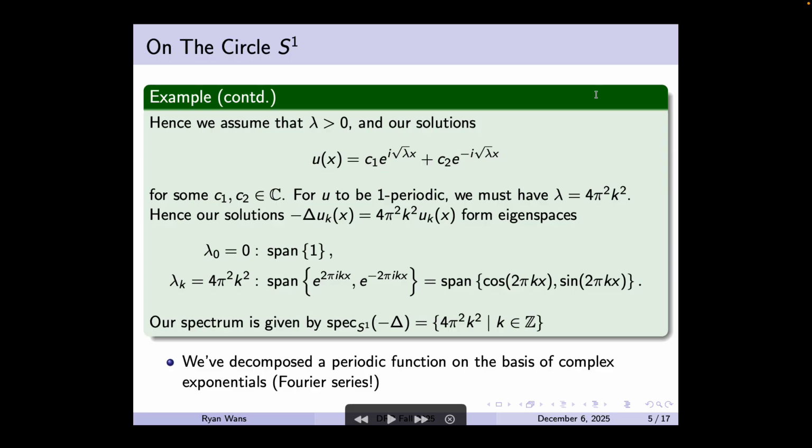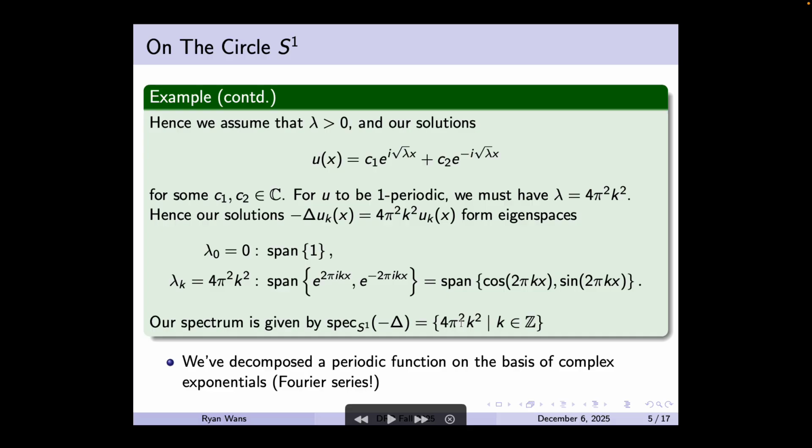In order for it to be one periodic, lambda must be some 4 pi squared k squared for an integer k. And so we get these solutions to the eigenvalue problem. Our eigenfunctions are given, or the eigenspace is the span of these two complex exponentials. It's pretty intuitive. And here's the spectrum. For any integer k, it's 4 pi squared k squared.